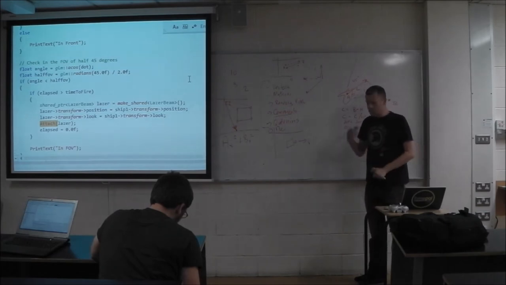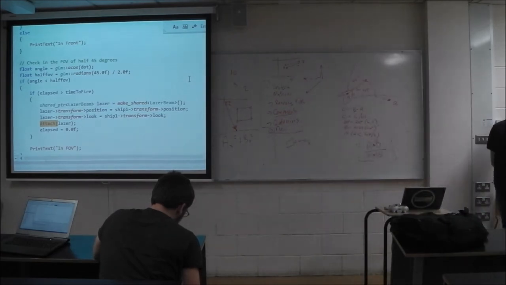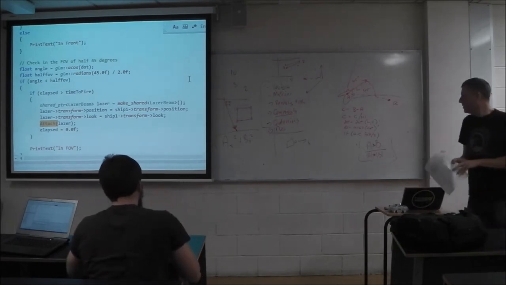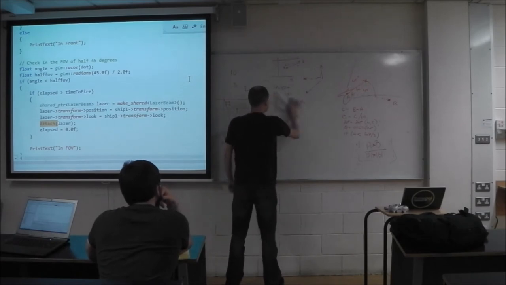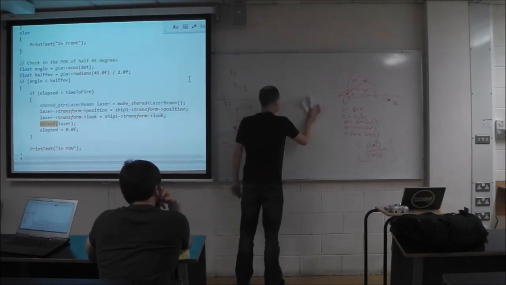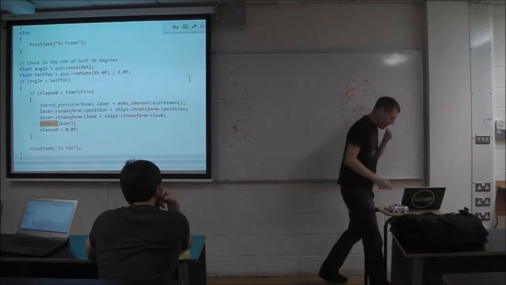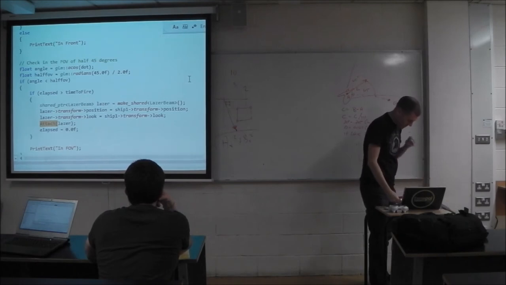So, I'm going to rub all this stuff out, and then I'm going to show you another cool property of vectors, another cool thing that you can do with vectors. Okay, so there's another operation on vectors, and it's called the cross product.